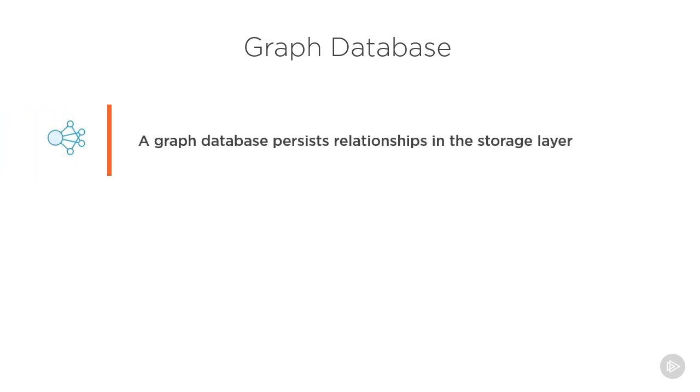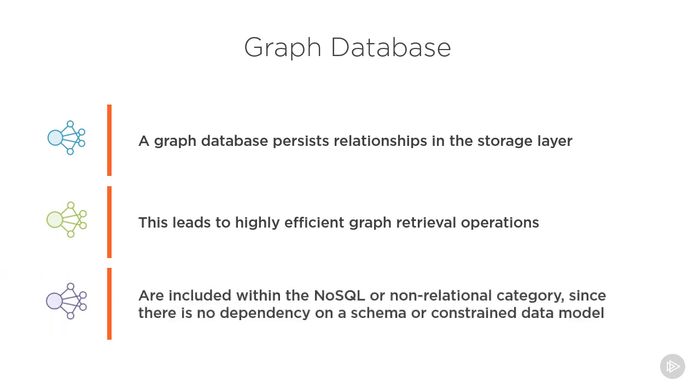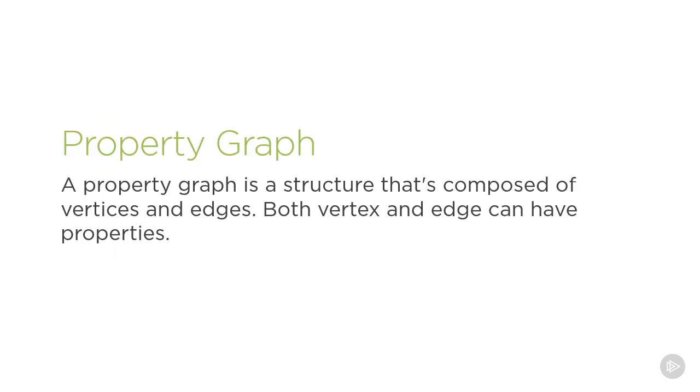A graph database can persist relationships in the storage layer. This leads to highly efficient graph retrieval operations. Graph databases are NoSQL databases because there is no dependency on a schema and there are no constraints on data model. There are a few different types of the graph data model, and the one we are going to talk about is called property graph.